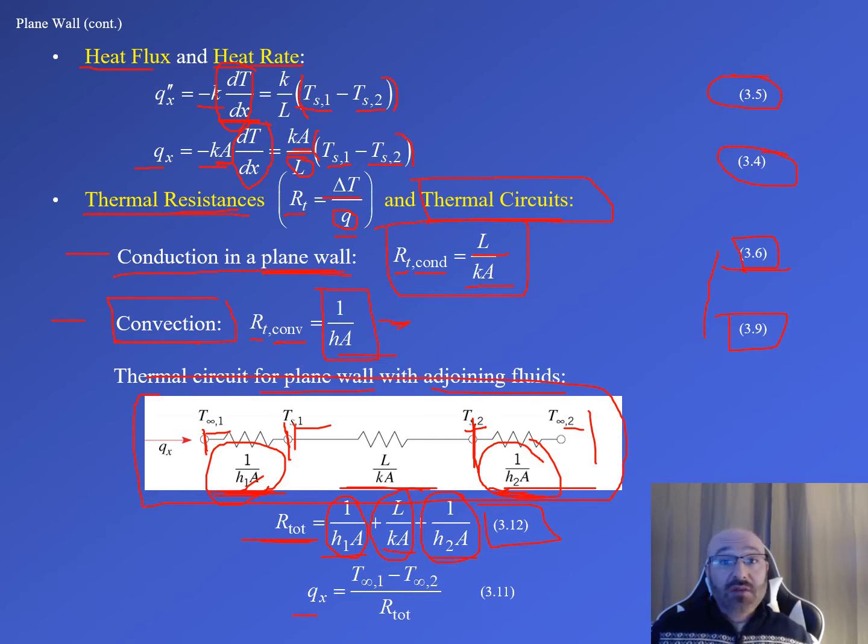Our heat rate is given by equation 3.11, where we have the temperature difference of the fluids on either side of the wall divided by that total thermal resistance, and that's how we can get heat flux out. So this is why it's important to draw our thermal circuit in order to calculate our total thermal resistance, in order to go back and plug in to calculate our heat rate.